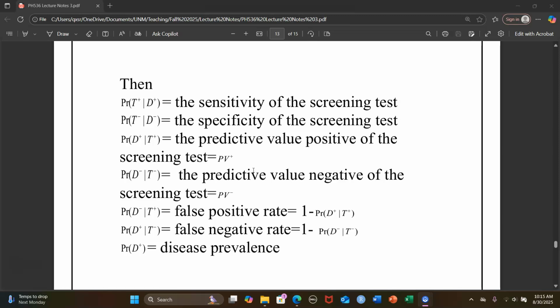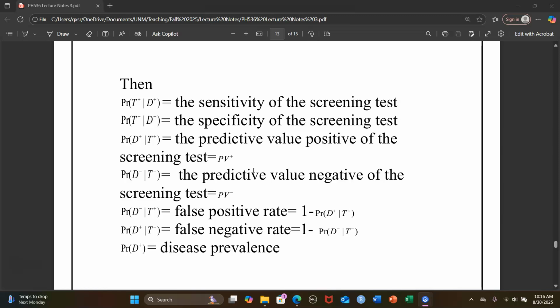So the sensitivity is the conditional probability, given the true disease status, what's the probability you will get a positive screening test? And the specificity of the screening test is the conditional probability, given it's disease negative, what is the probability you will get a test negative? Both sensitivity and specificity are performance indices of the screening test itself.